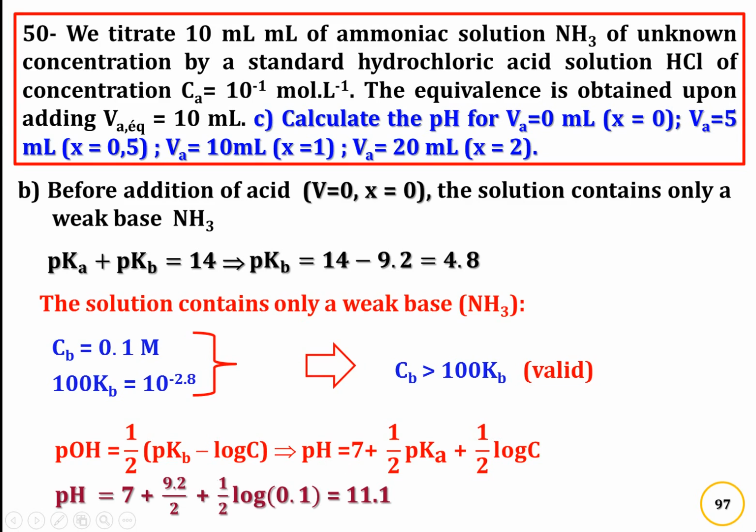pH equals 7 plus half pKa plus half log C. So pH equals 7 plus half 9.2 plus half log of the concentration, which is 0.1. So the pH is equal to 11.1.